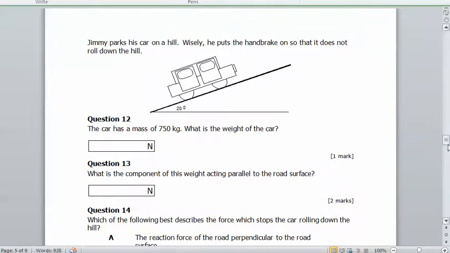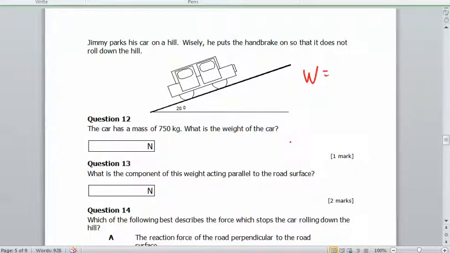More of these questions. Let's have a look. Jimmy parks his car on a hill. The car has a mass of 750. What is the weight of the car? Lewis, what do you have for that? Well, let's look at it. Let's try it. What is the weight of the car?